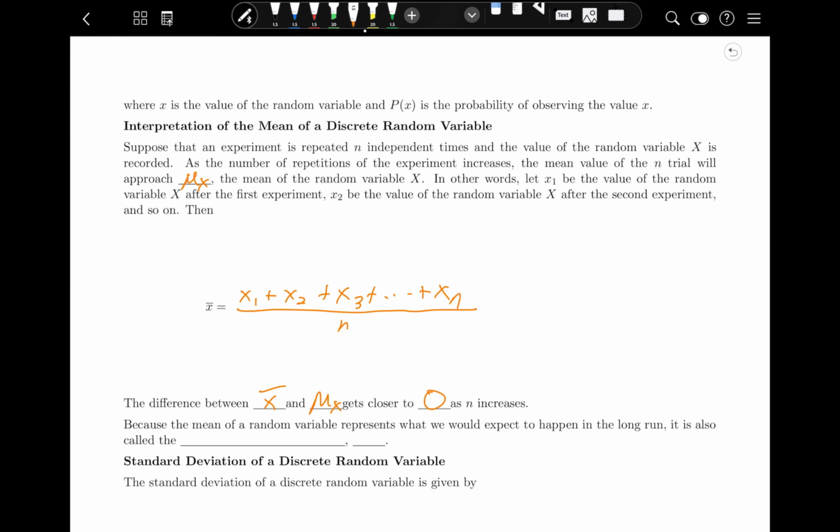Because the mean of the random variable represents what we would expect to happen in the long run, it is also called the expected value. And we write it like this, capital E of x.